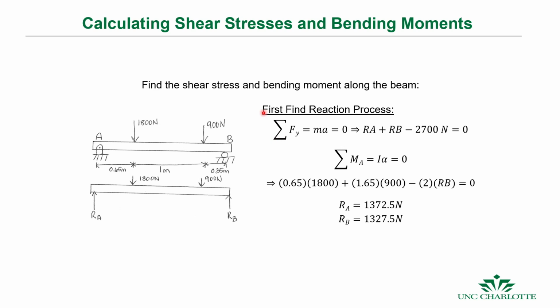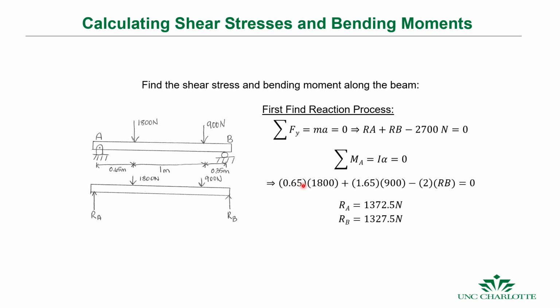This should be a review. If we have a simply supported beam here, and we have two point loads and two reaction forces at 0.65 meters and 1.65 meters, then we can calculate the reactions by summing the moments. We sum the forces in y, and sum the moments about point A as I alpha and MA. The acceleration and angular accelerations are 0. So it's a static problem.